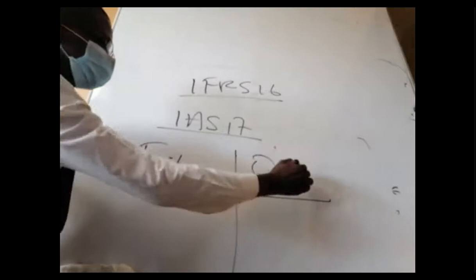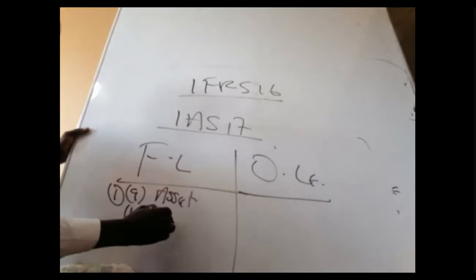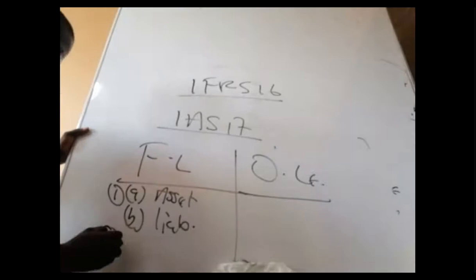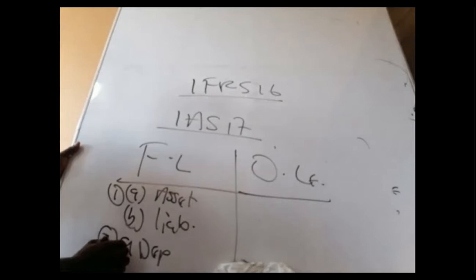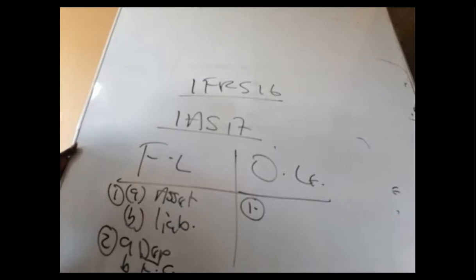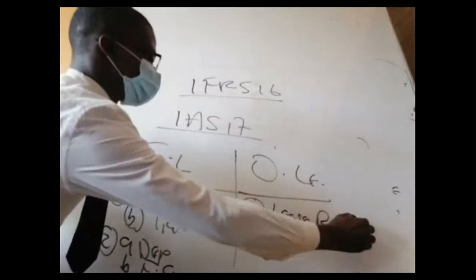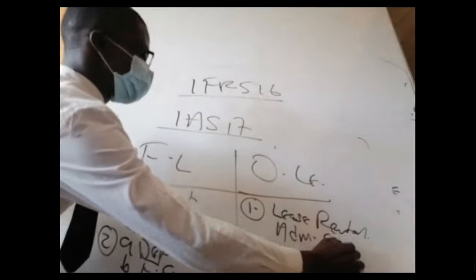See something here. Under finance lease, one, you record assets. Two, you record a liability. Number two, A, you record depreciation. Three, B, you record finance charge. Good. And the operating lease, one, no asset, no liability, only what? Expenses. So the lease rental will be treated as what? As an administrative expense. That is all. No other recognition again.